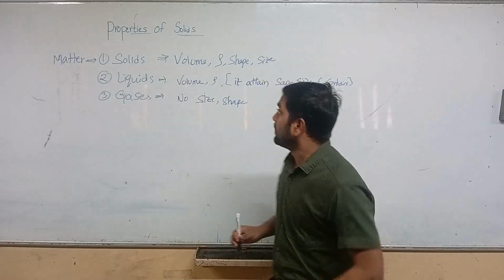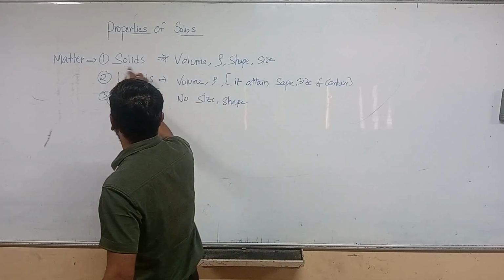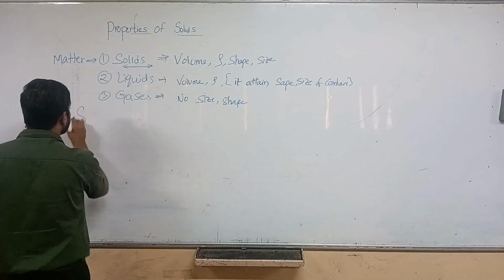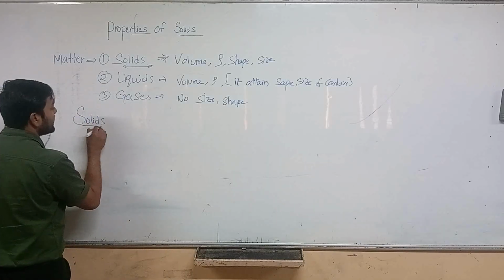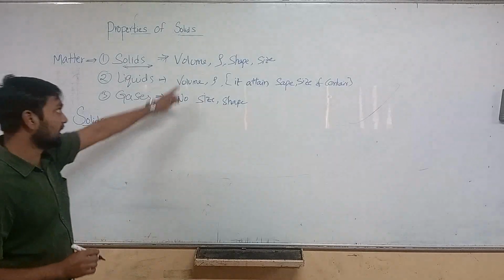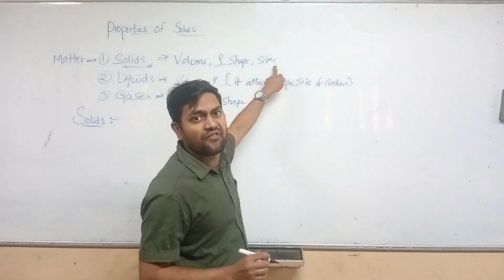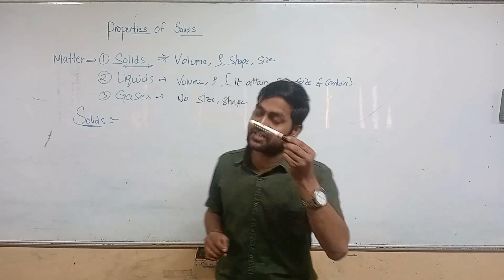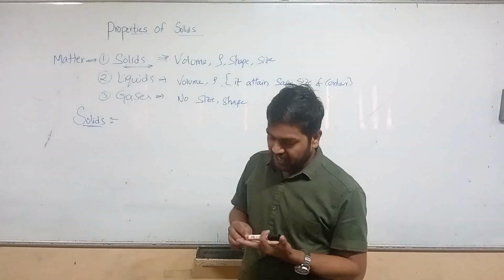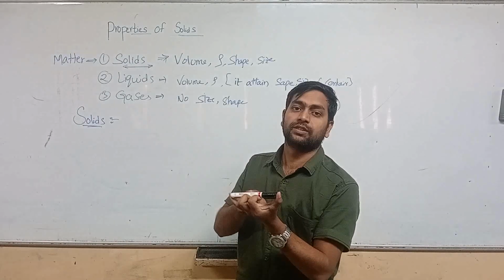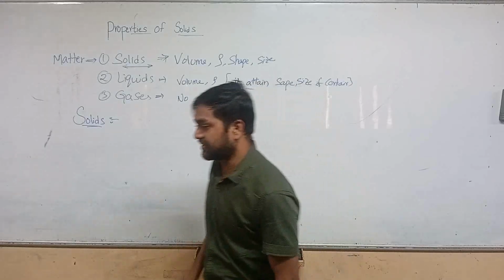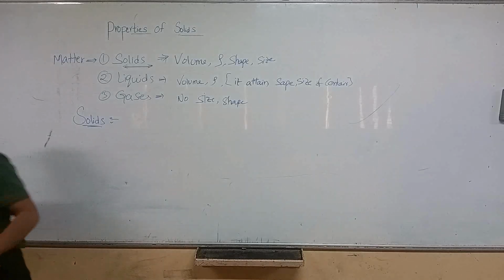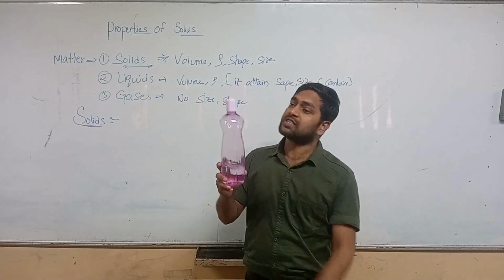First we are going to discuss solids. In solids we have particular volume, density, shape, and size; everything is fixed. Is this a solid or liquid? Yes, it is a solid. I would like to apply some force on this object. I don't have a pen right now, so let us take this object. This object is the solid.